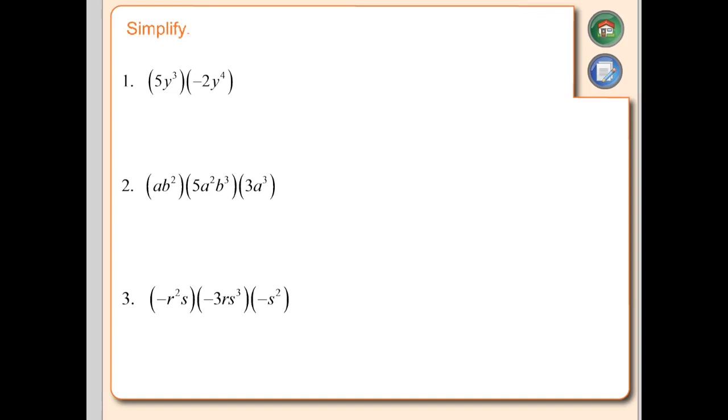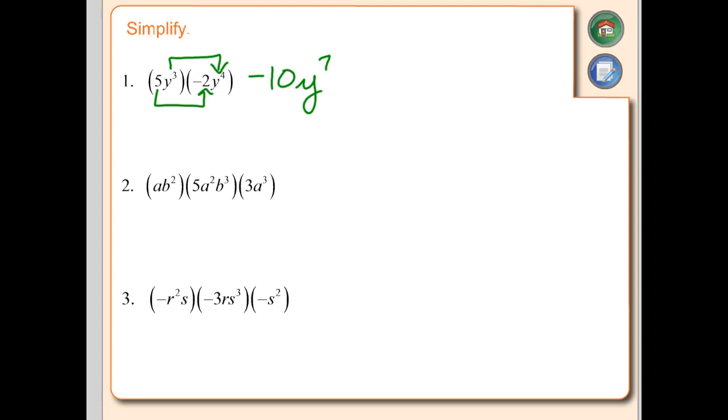Well, let's look at the number part first. If I look at the number part, what is 5 times negative 2? Yeah, everybody says what? Negative 10. And now, what is y cubed times y to the 4th? Well, they're both the same base. They're both y. So that means we're going to add the exponents, and we're going to get y to the 7th. Great job.